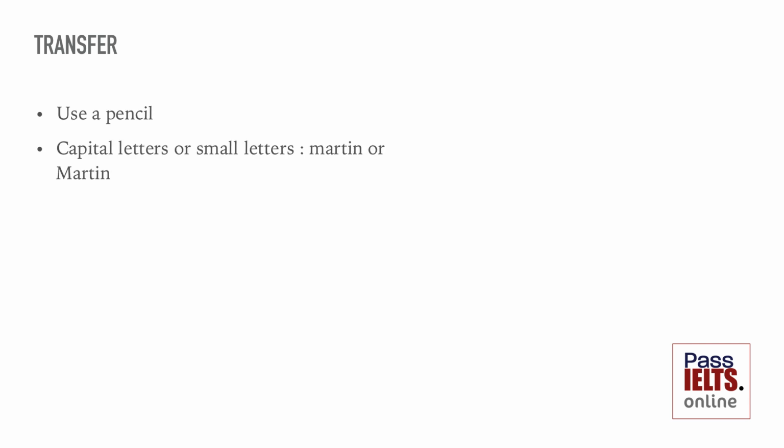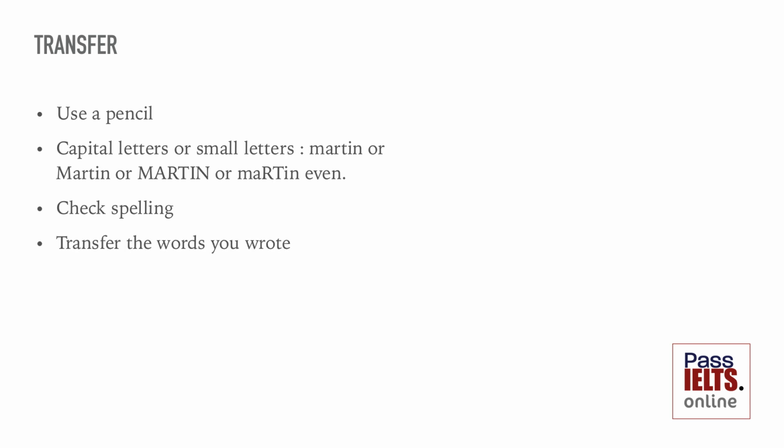After the listening test, you have to transfer your answers to a listening answer sheet. You have to use a pencil to transfer your answers, and your answers can be in capital letters or small letters, so you can write the word Martin in any of these ways. Check your spelling. If it's spelt wrong, it will count as a mistake. Transfer the words you wrote, don't change them at all. Check the word limit, this is very important. In the example here it says write no more than 3 words and or a number, so if you write 4 words it will be wrong. Read your answers again once you finish transferring, you do have plenty of time.